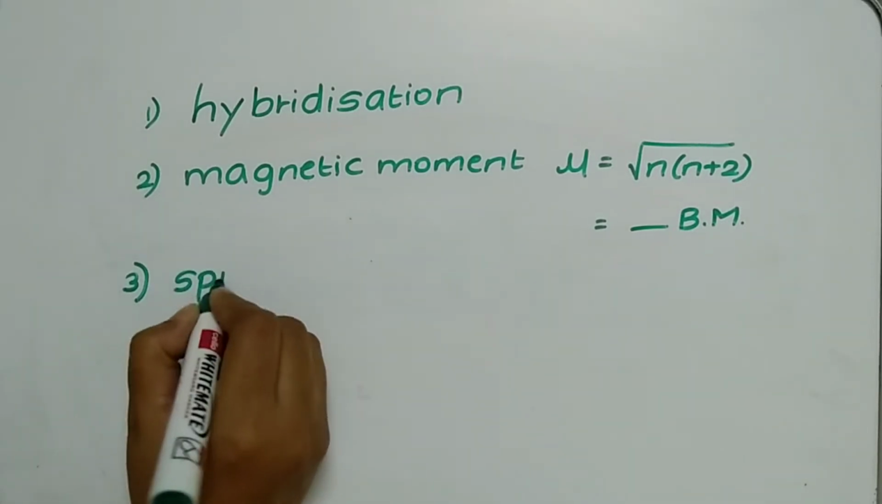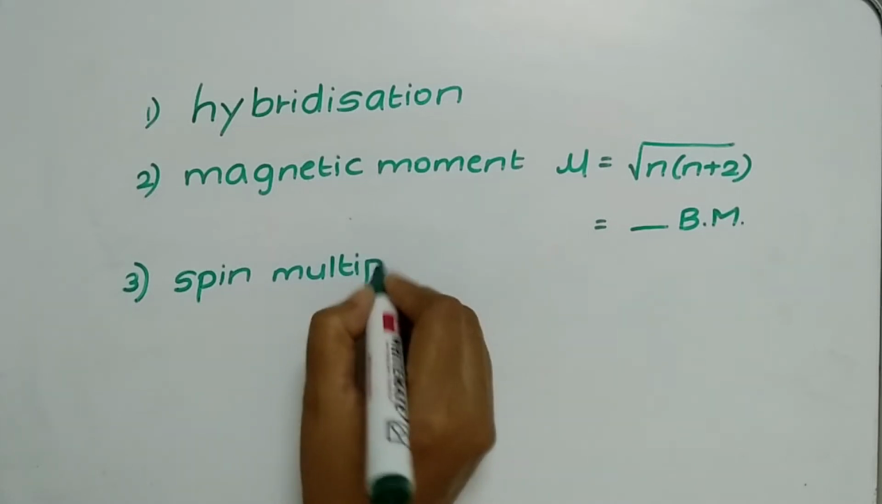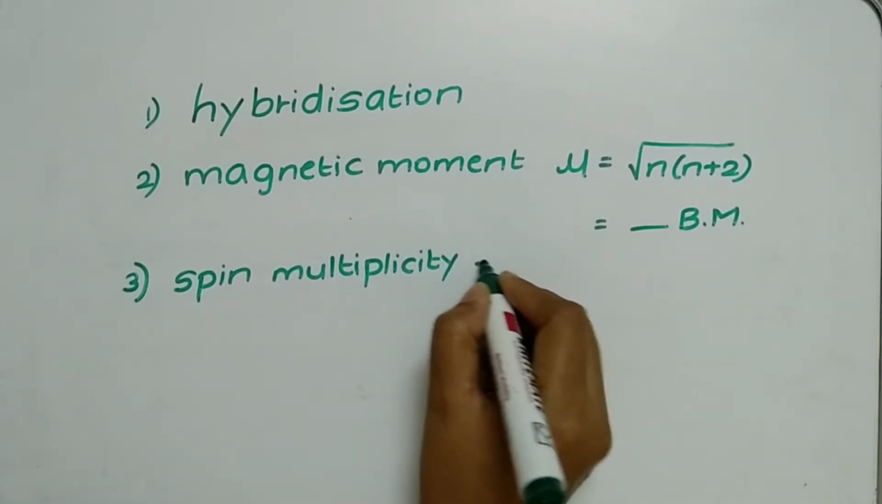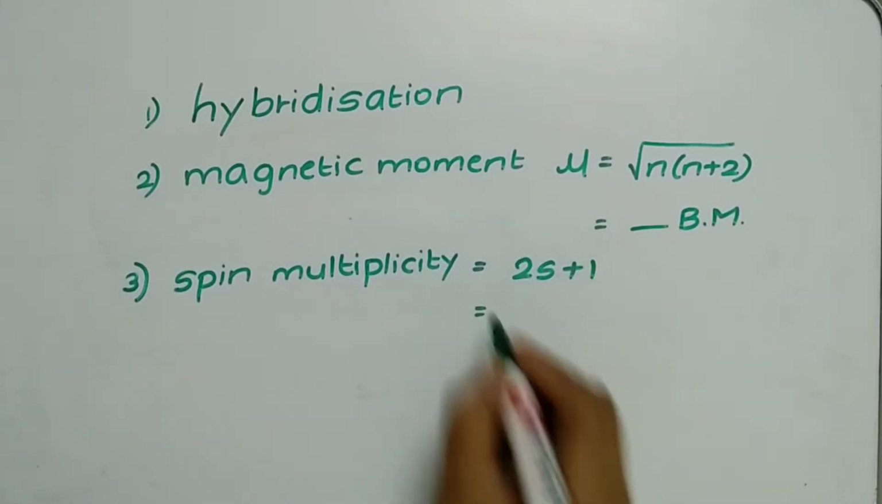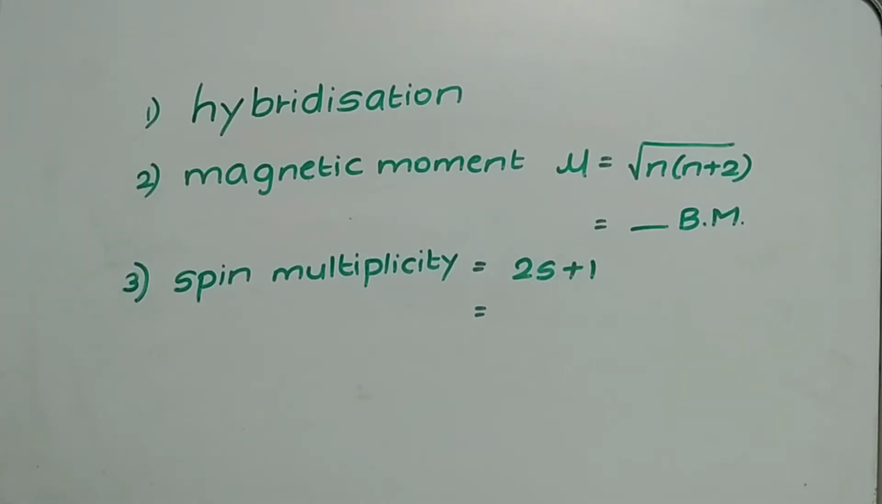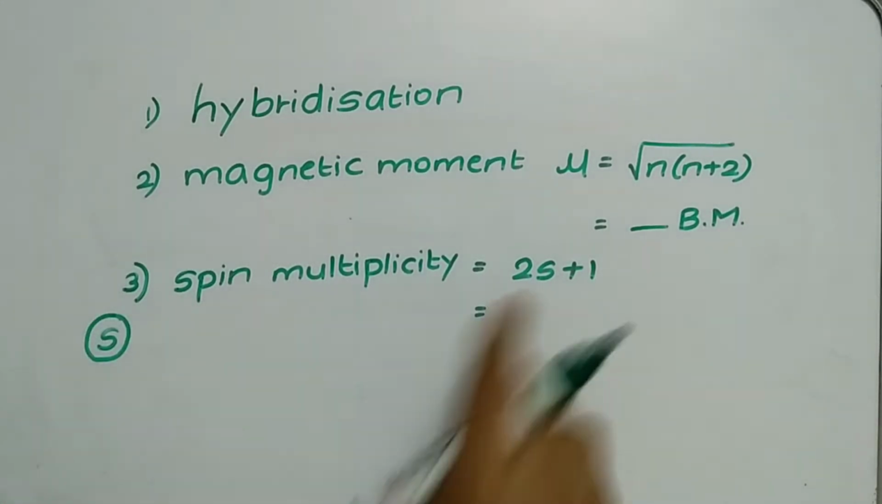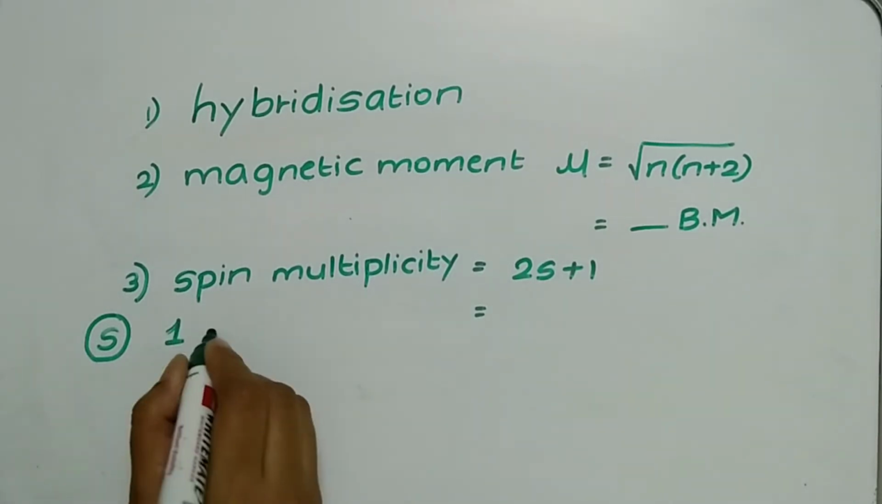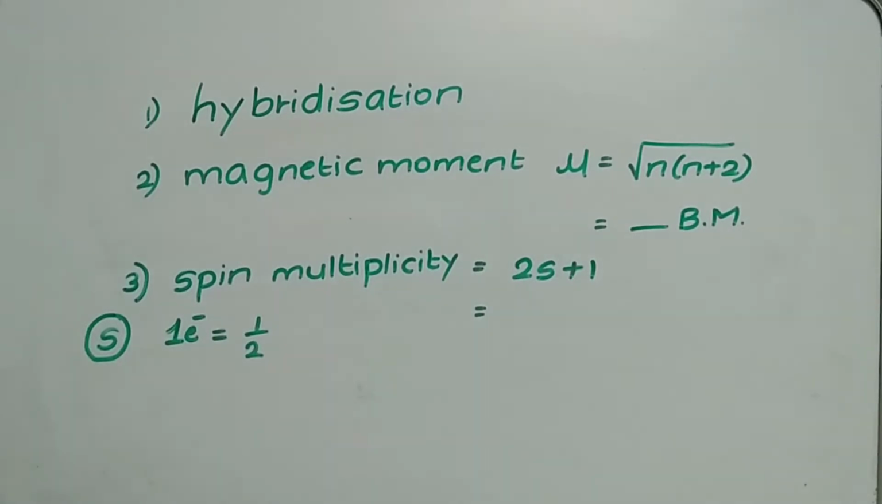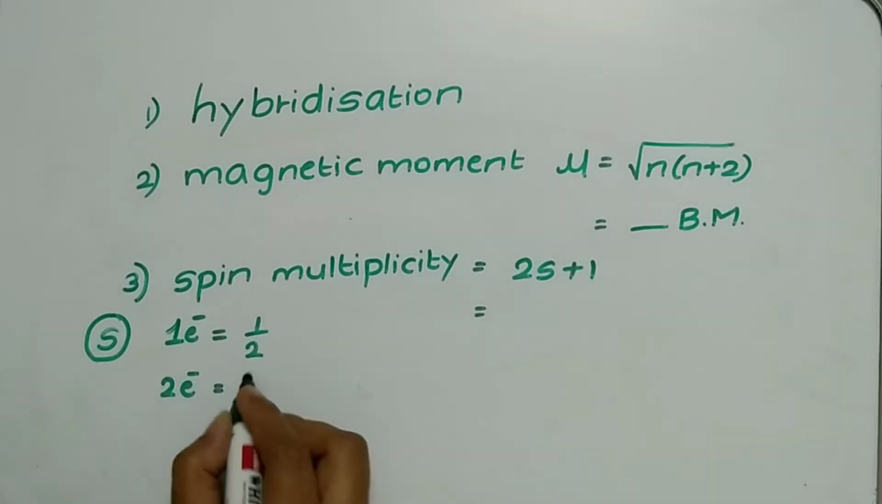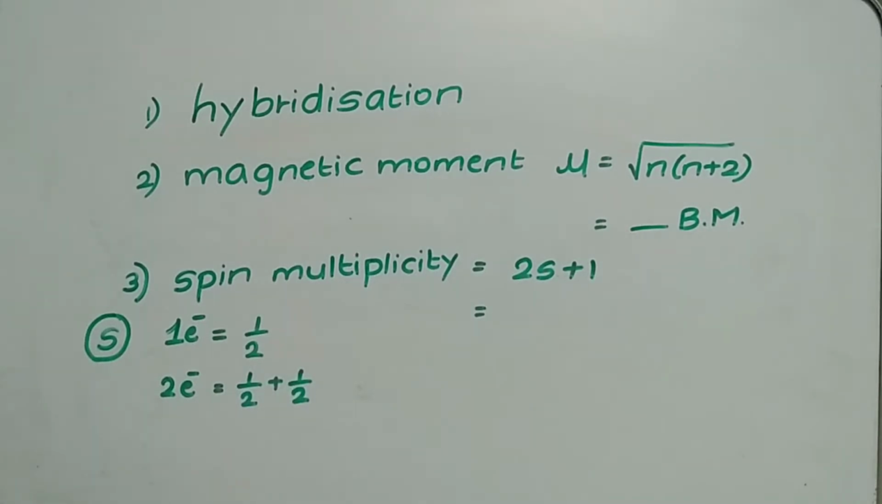Next one is spin multiplicity. The formula to find it is 2S plus 1. Now, how to write the value of S? For the S value in the formula, if one unpaired electron is there, then the value is half. So, you will substitute this half value in place of S. If 2 unpaired electrons are there, then the value will be half plus half. One unpaired electron, the value is half, correct? So, substitute the value of S into this equation and find the spin multiplicity.